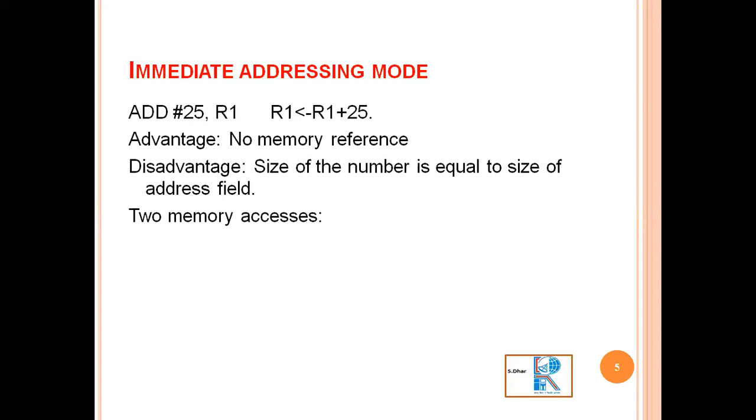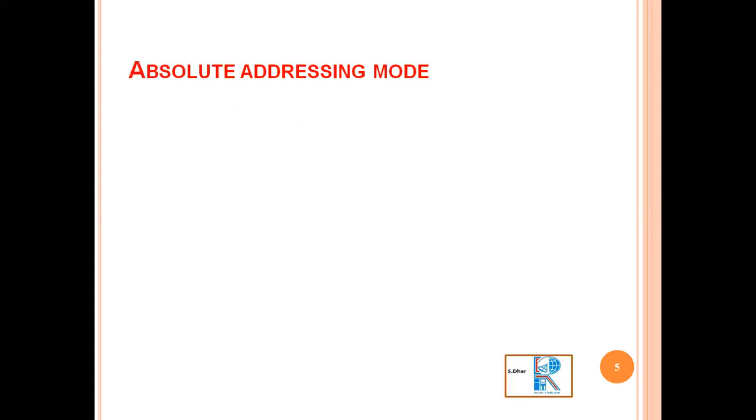So there are 2 memory accesses. I have already told, one is called the opcode and another is called the data. Clear? Now here opcode means the add, and data is the 25. Clear? Then comes another important addressing mode, that is called the absolute addressing mode.